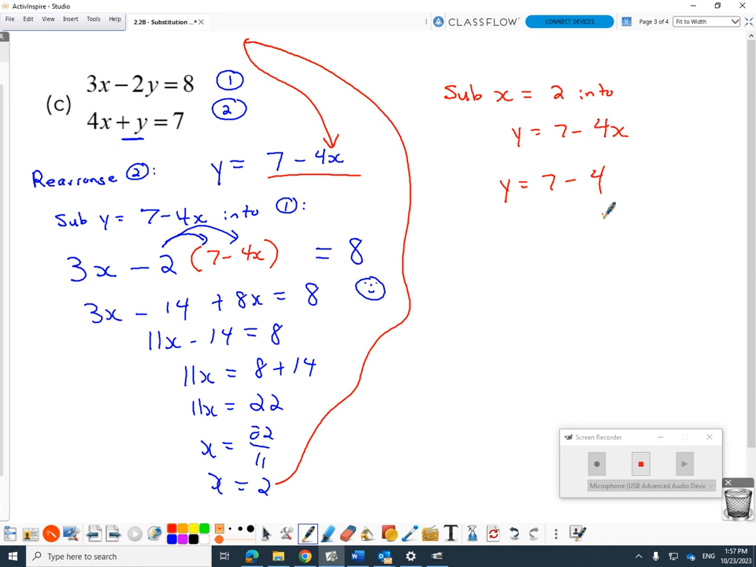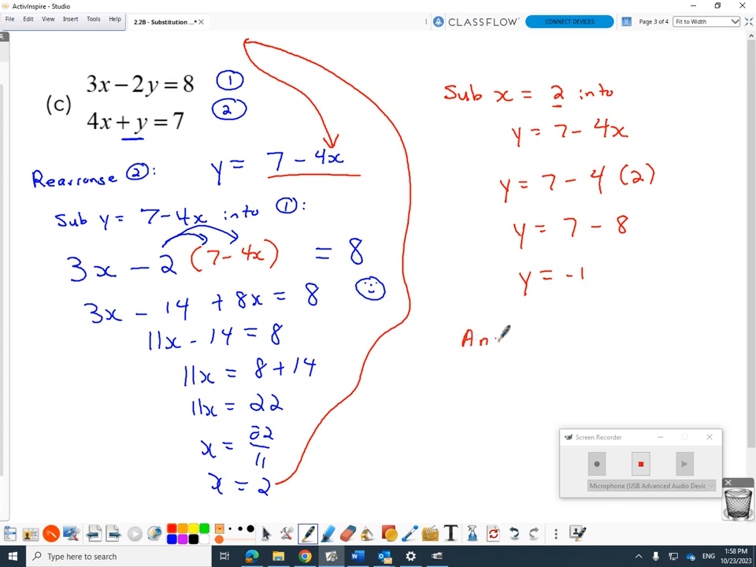What did I forget? The x, but I'm not going to write in x. I know what x is. It's 2. And 4 times 2. What's 4 times 2? 8. And then 7 minus 8. I know there's some questions that are tough with negatives, so maybe this is one we can handle. Negative 1.